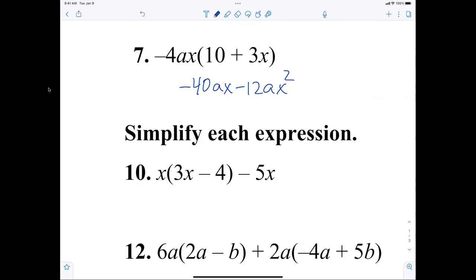-4 times 10 is -40. A and X are brought along with it. There's no AX next to the 10. Now I'm multiplying -4AX times 3X. -4 times 3 is -12 AX squared. The reason it's X squared is because X has a 1 and a 1. 1 plus 1 is 2.